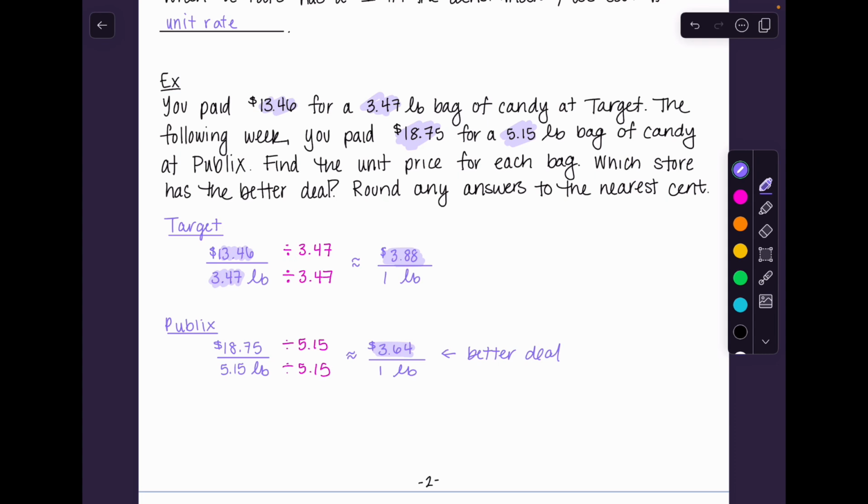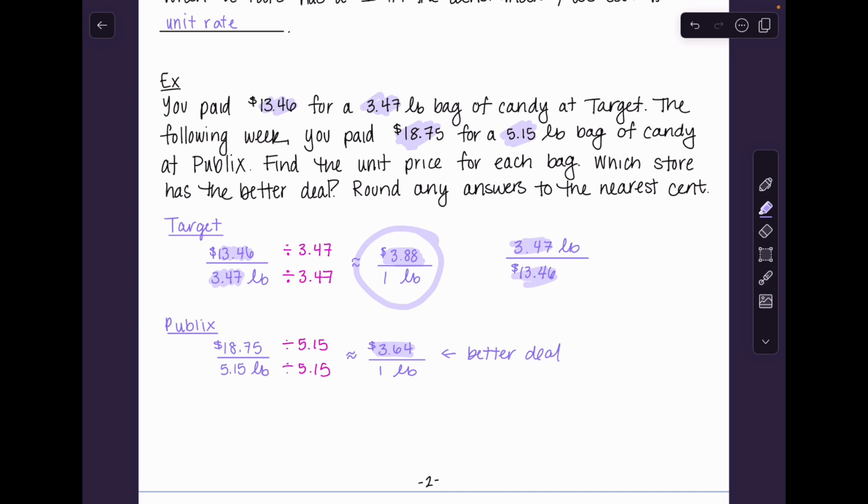Okay. So you've got to be careful about which ones you put in the top and bottom. If you went ahead and did this route instead, you put the 3.47 pounds for $13.46 in the bottom. You're going to end up with something that's a little bit backwards. So you would be able to see how much candy you got for $1 to make it that unit rate. And then you're going to have to pick out which one gave you more candy for each dollar that you paid. So it's still going to work, but this one's going to make a lot more sense for us.